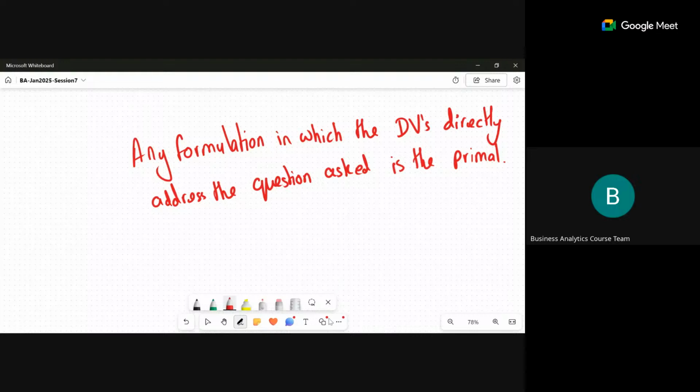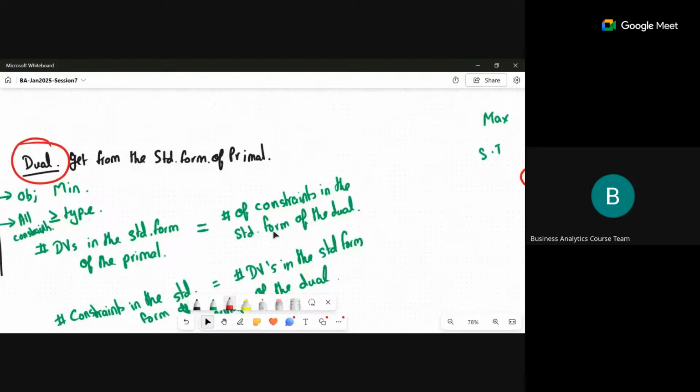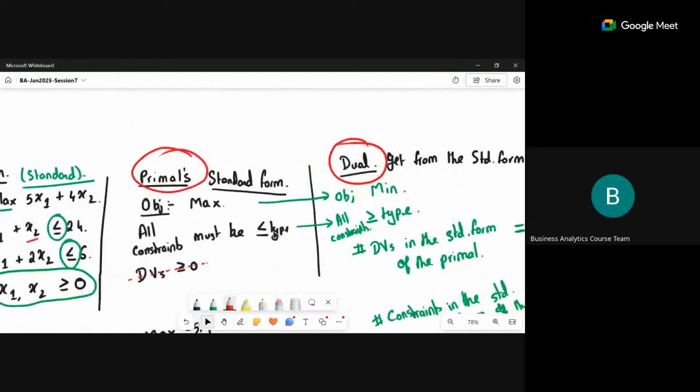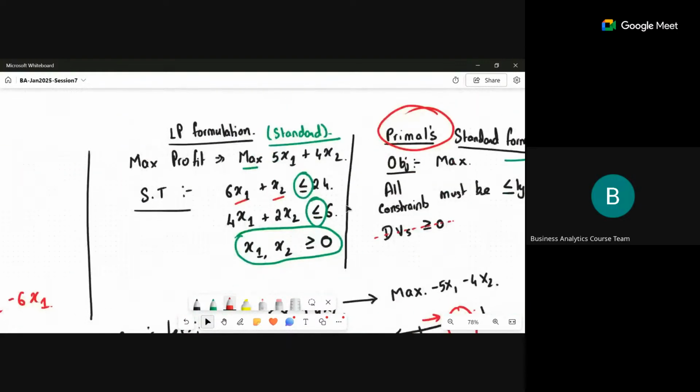So in our problem, the question asked was how many dolls and how many cars I should produce. So the formulation that we did is known as the primal. Maximize 5x1 plus 4x2. That directly addresses my problem and tells me how many cars and how many dolls I should produce to maximize my profit. So this is the primal.